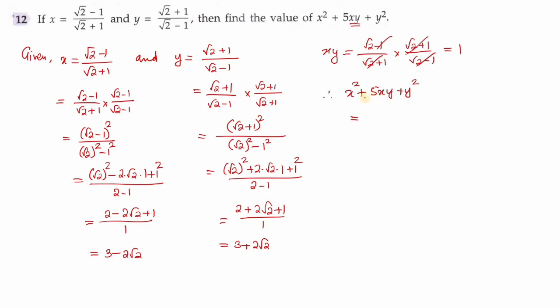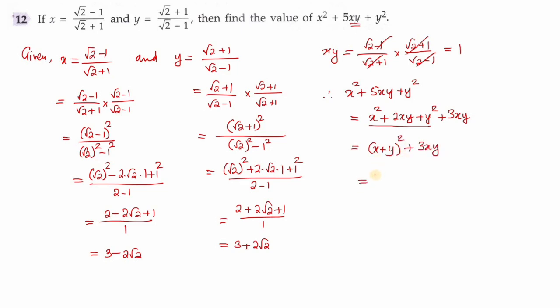So therefore you have x square plus 5xy plus y square is equal to, so before we directly substitute the value, I'm going to do a small simplification here. So the simplification is, can I write this as x square plus 2xy plus y square plus 3xy? Definitely, because 2xy plus 3xy gives us 5xy. But this much is how much? This is (x plus y) whole square.